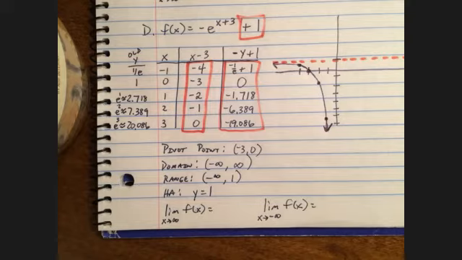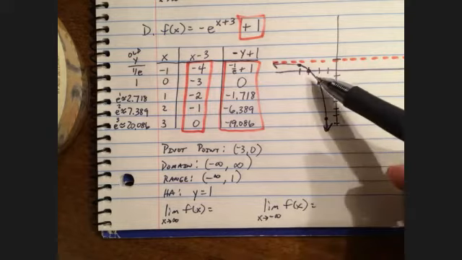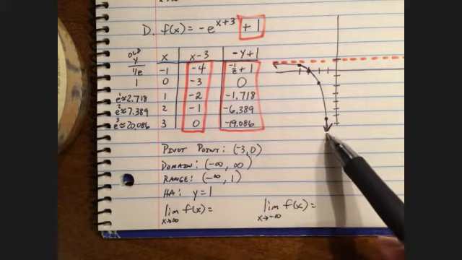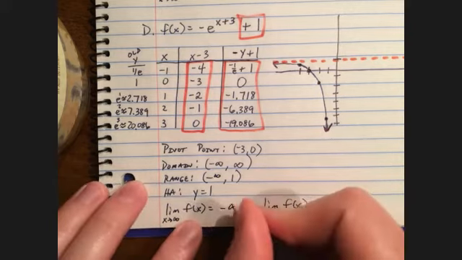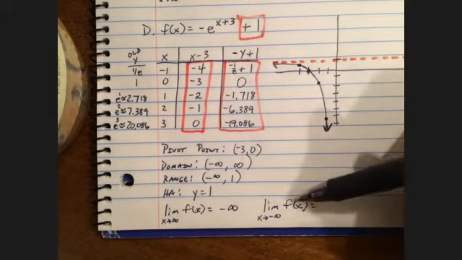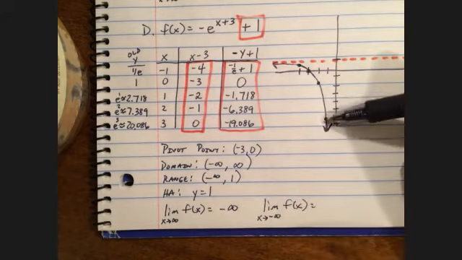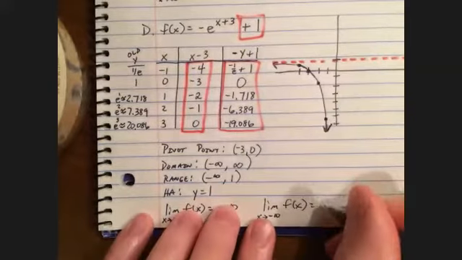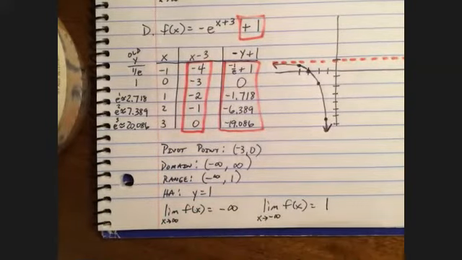The limit as x approaches infinity. So as we keep on going to the right forever, what y value are we approaching? Well, it's going down, so it's going to be negative infinity. And for this last limit, as x approaches negative infinity of f of x, as it keeps on going to the left forever, the y value it's getting closer and closer to, the value it's approaching, is 1.